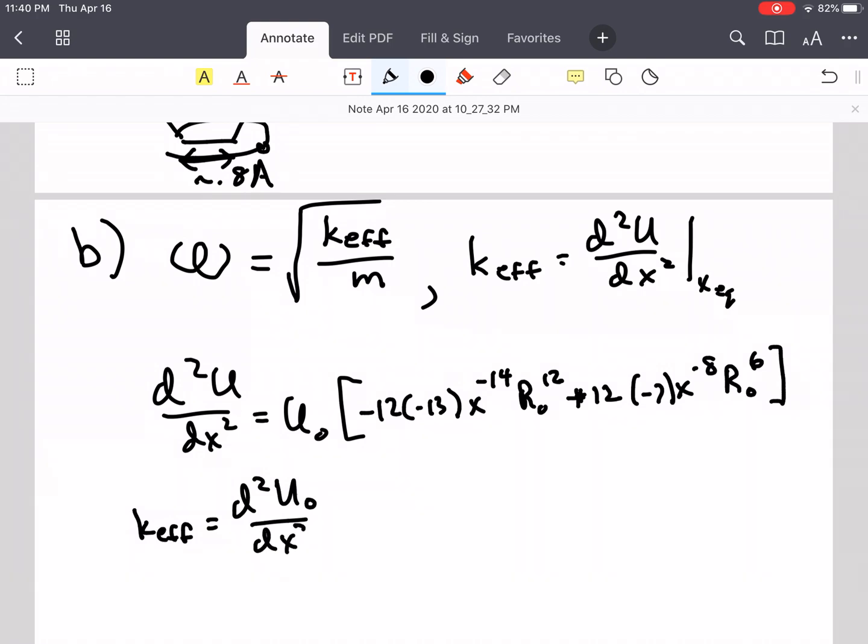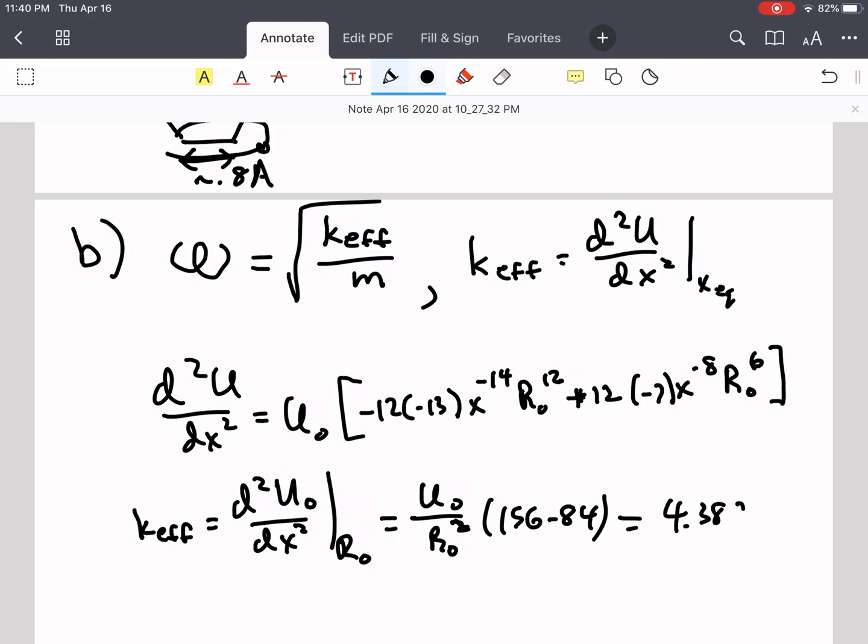So I take the second derivative, I substitute x equilibrium, which is r0, and so on. You can go ahead and plug this in. It turns out the answer is u0 over r0 squared. That's what's required for the appropriate energy units. Times 156 minus 84. Very intuitive, I know. And that turns out to be 4.382 newtons per meter. So not a crazy spring constant at all.